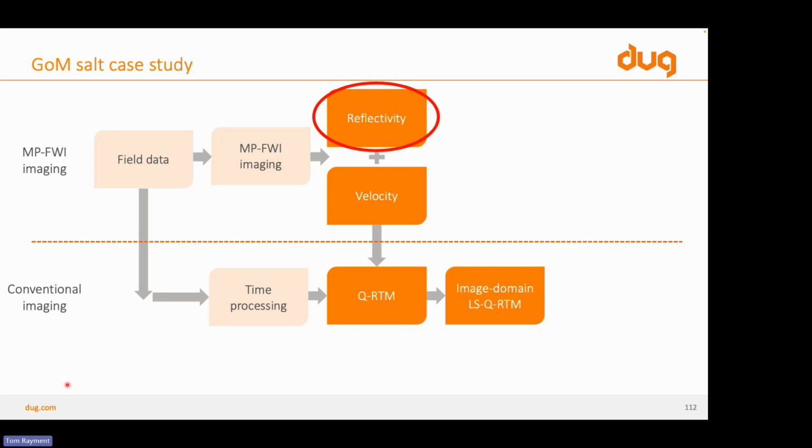That fed into a single iteration image domain least squares QRTM. And then we used that as an initial reflectivity into an iterative data domain least squares QRTM. So we've got the full range of high-end imaging algorithms that we might typically apply in such a geological setting to compare to our FWI-derived reflectivity.